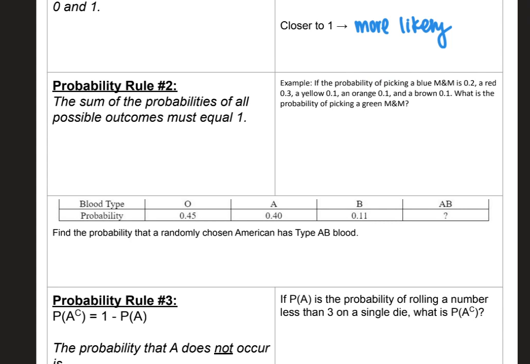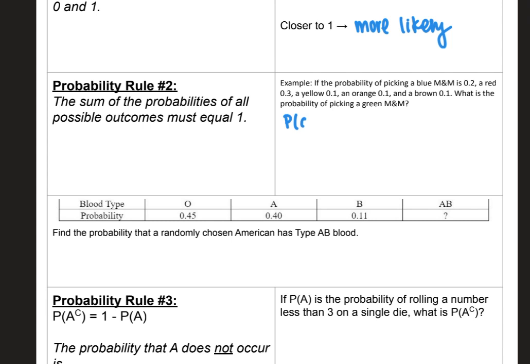All right, probability rule number two says the sum of the probabilities of all possible outcomes must equal 1. So if we consider all possible outcomes in any situation, and we can consider those outcomes using a tree diagram or something of that sort, if we added up all those probabilities, they should equal 1. So for example, if the probability of picking a blue M&M is 0.2, a red 0.3, a yellow 0.1, an orange 0.1, and a brown 0.1, what's the probability of picking a green M&M?